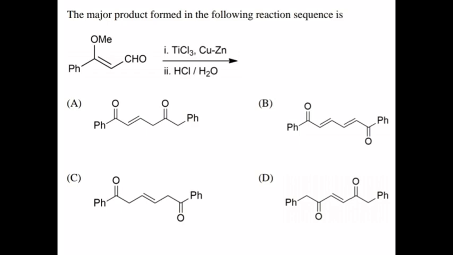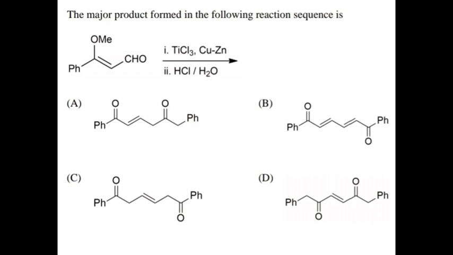So the starting material is an aldehyde type of compound, and first in the presence of titanium chloride and copper zinc, and after that there is acid hydrolysis. It will give one stable major product. Out of these 4 options, one option is the correct option. Okay, so let's move into the answer part.